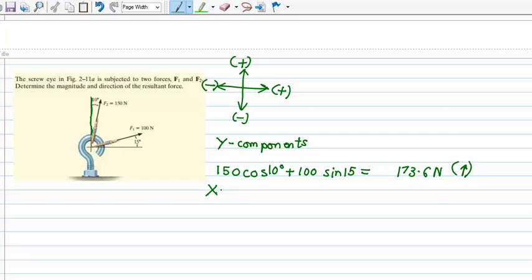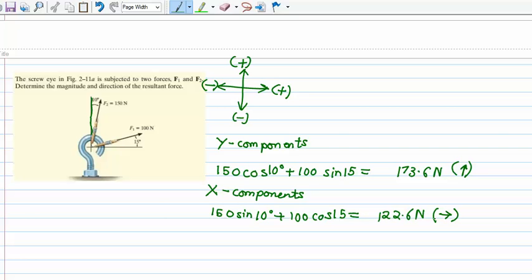Let's do the x components now. The x component for force F2 is going to be 150 sine of 10 degrees plus 100 cos of 15 degrees. And what you get is 122.6 newtons. And since this is positive too, that means the force is going to be in the positive x direction.